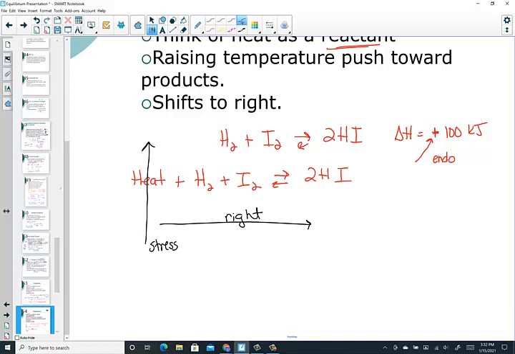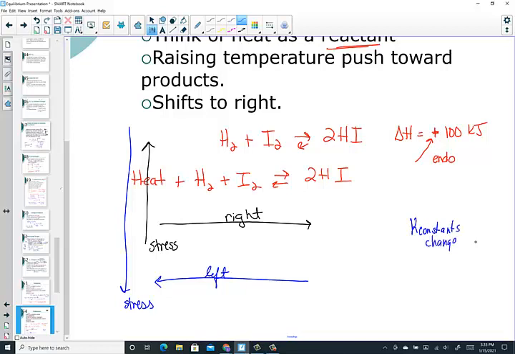And let's suppose the stress was decreasing the heat of an endothermic reaction. If you decrease the heat, you want to make more. So you better point at it. Therefore, you would know that the reaction would shift to the left if you decrease heat of an endothermic reaction. And remember, K constants change when temperature changes.